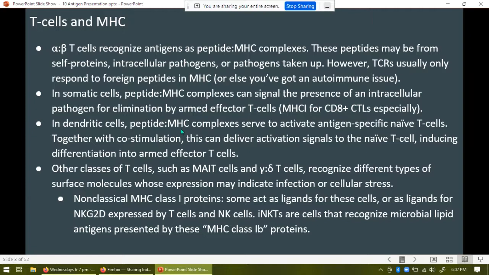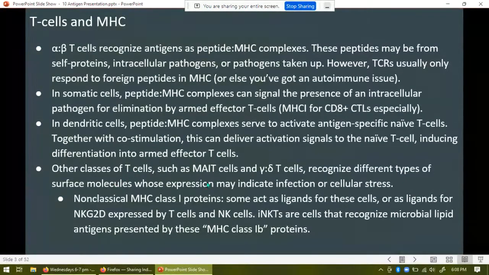In dendritic cells, peptide MHC complexes don't always signal the presence of an intracellular pathogen, right? Their job is to activate antigen-specific naive T cells. So they go to the lymph nodes and they activate naive T cells and say, hey, there's a problem, here's co-stimulation, here's antigen, and you should expand and turn into an effector cell that can take care of this problem. Together with co-stimulation, this delivers activating signals to the naive T cell, and that induces differentiation into effector T cells, right? This is all probably review.